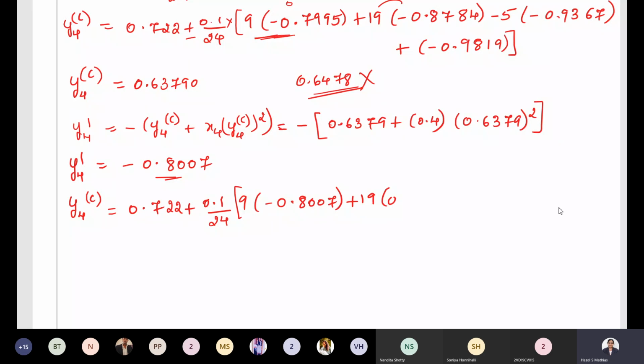Y3 dash is, what is the value of y3 dash? Minus 0.8784, minus 5 times y2 dash, so it is minus 0.367, plus y1 dash, which is minus 0.9819. So calculate this, everyone. Please, it's my request. Just simply in the class, work out.